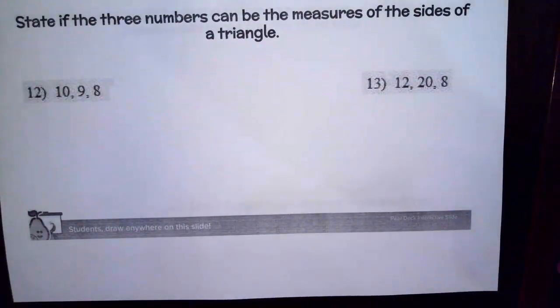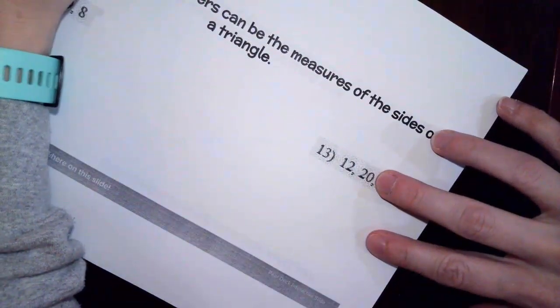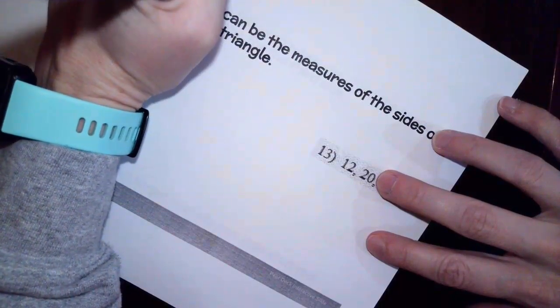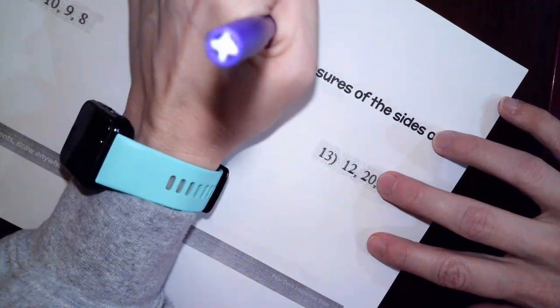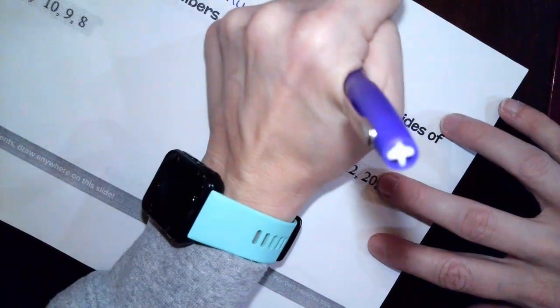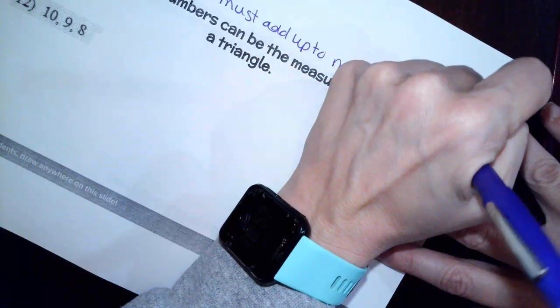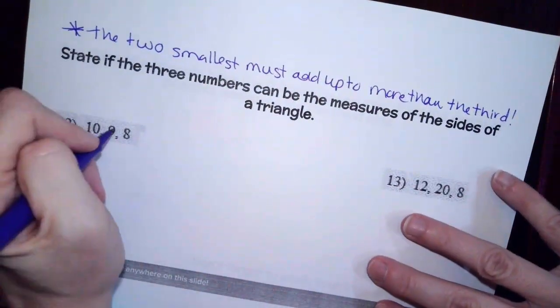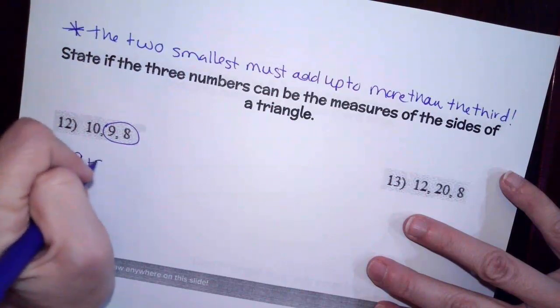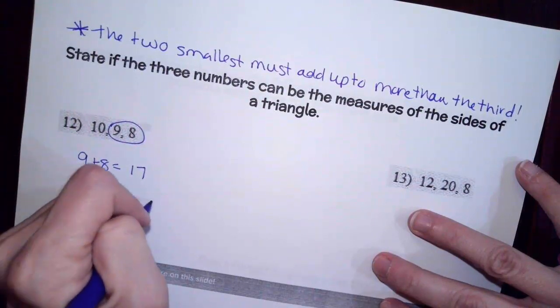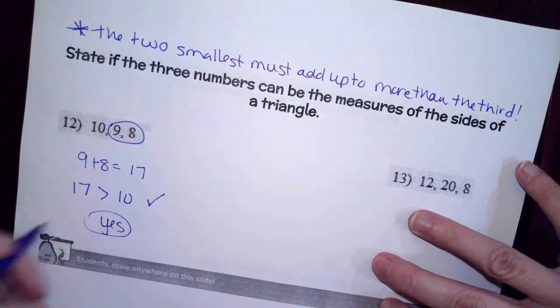Alright, next page. Do the three numbers make the sides of a triangle? Remember, the two smallest have to add up to more than the third. Okay, so my two smallest here are 9 and 8. 9 plus 8 is 17. And isn't 17 greater than the biggest side, which is 10? Yes, so this triangle works.